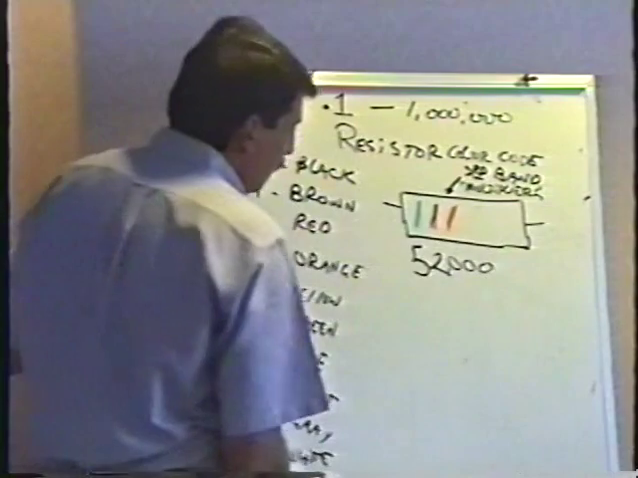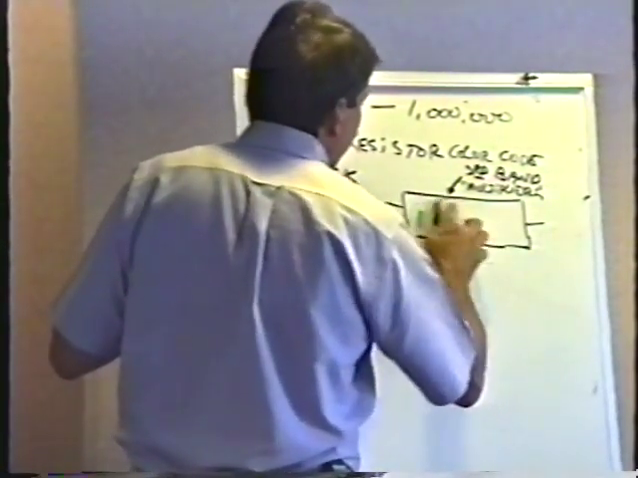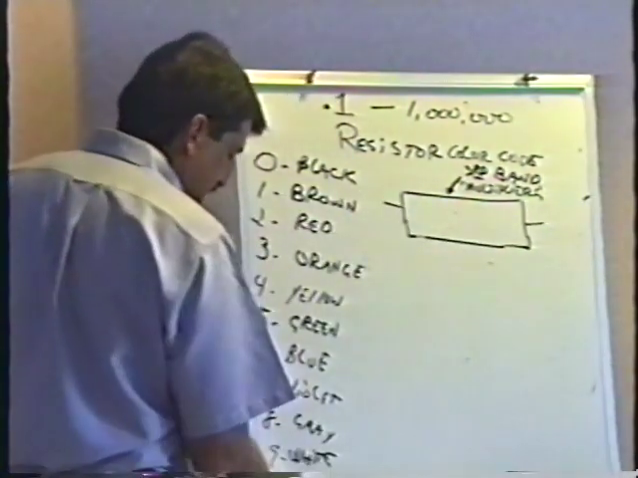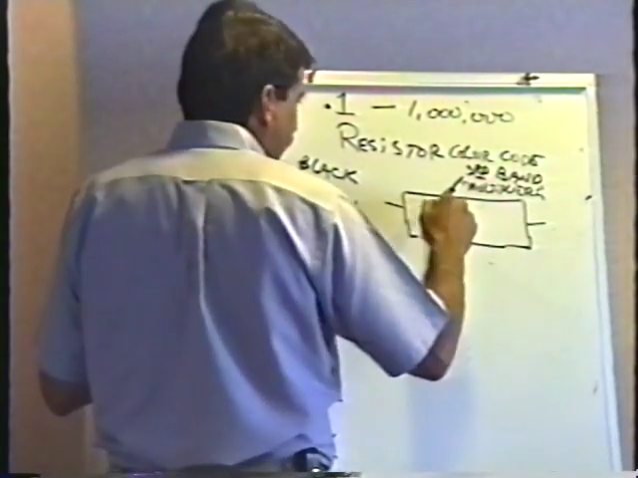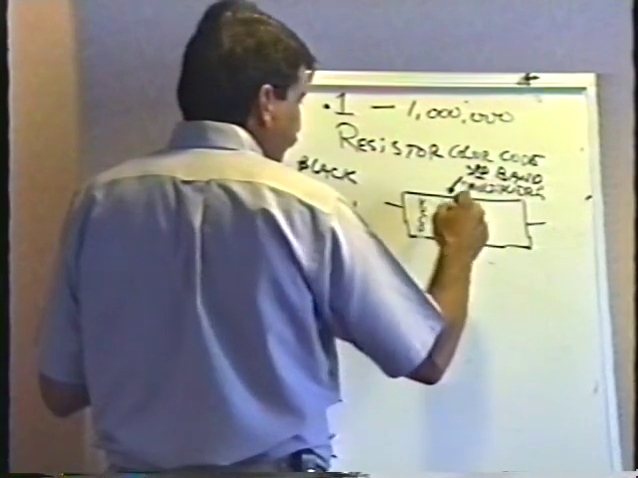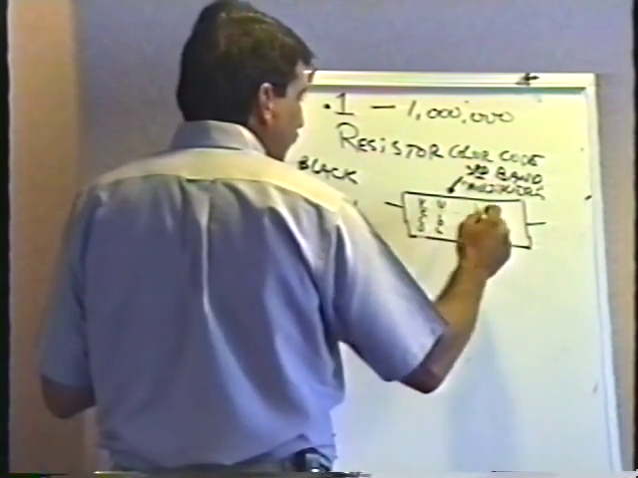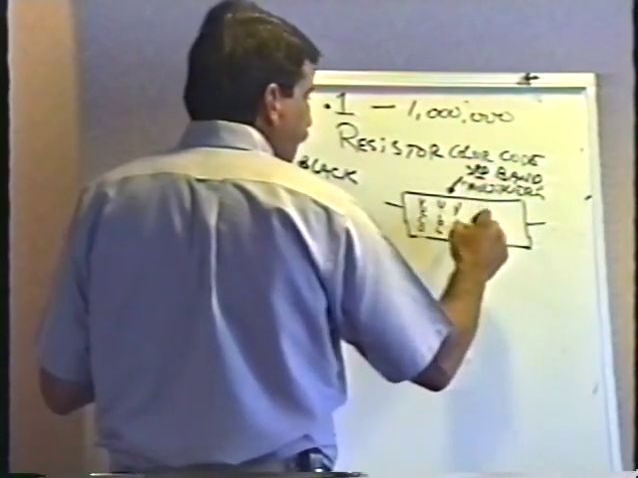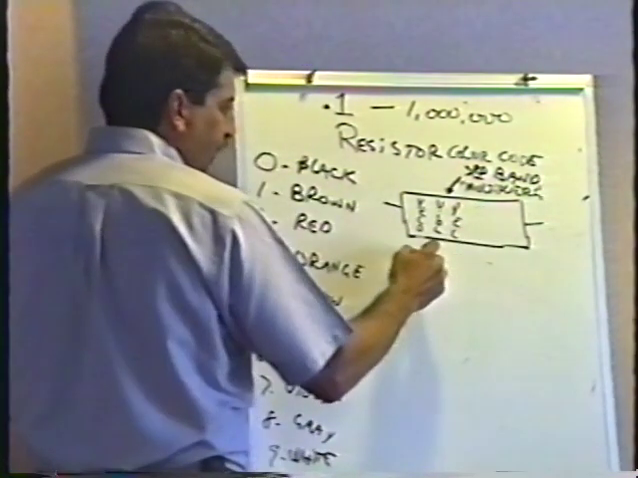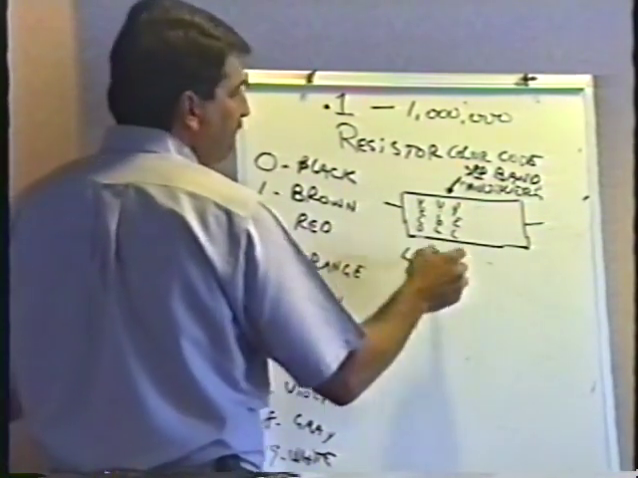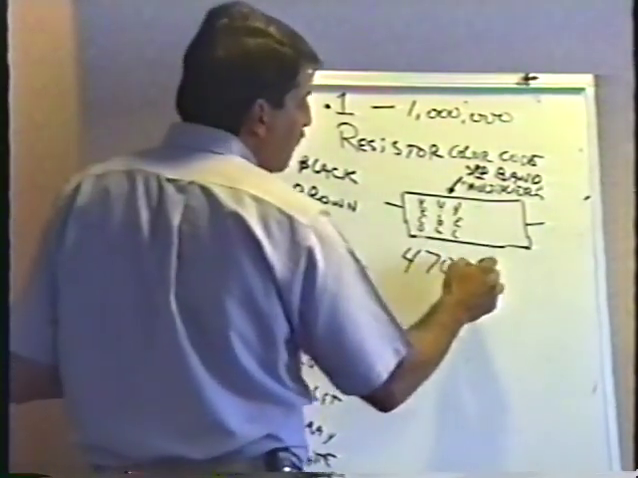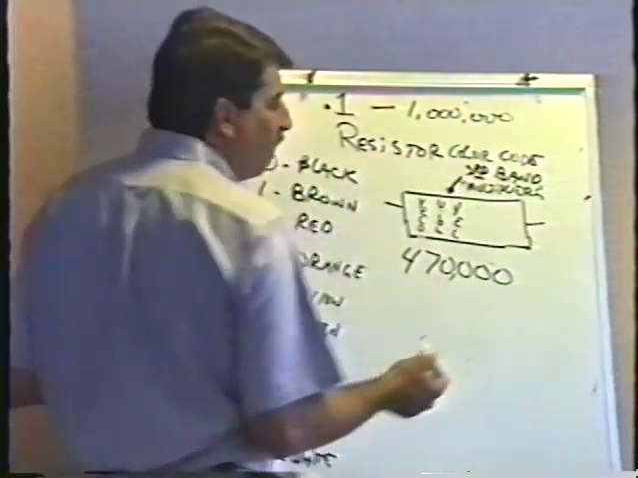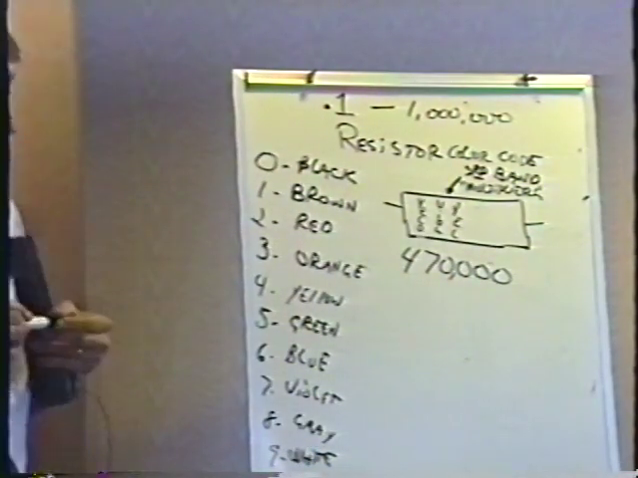Okay, let's do a couple more. Let's say we have one that's yellow, violet, yellow. Yellow, 4, violet, 7, yellow, 4 more zeros, right? 1, 2, 3, 4, 470,000 ohms.